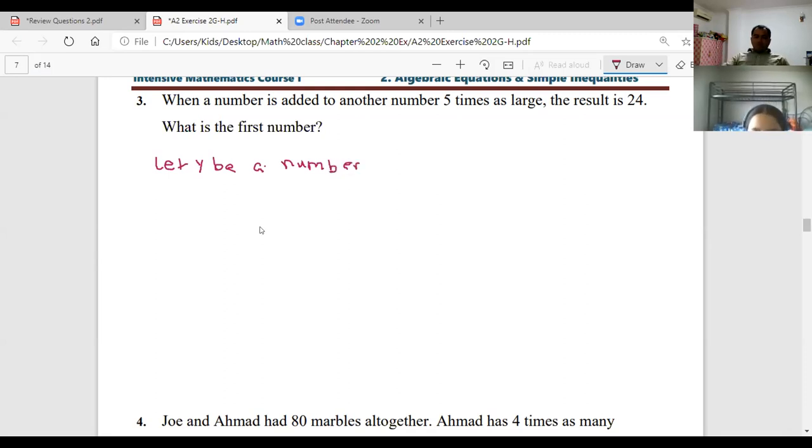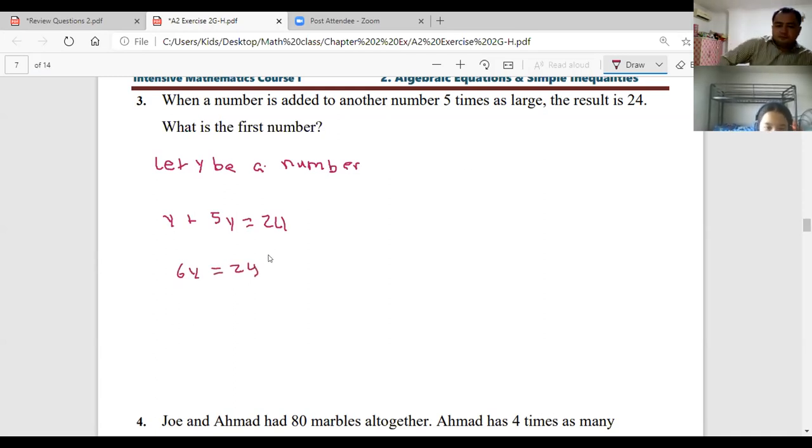Okay. So y is added to a number 5 times as large. The result is 24. So it's y plus 5y equals 24. So we need to find y. Very good. 6y equals 24. y equals 24 over 6, which equals 4. So y equals 4.